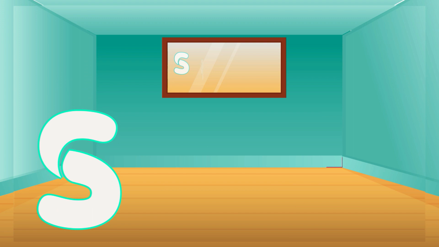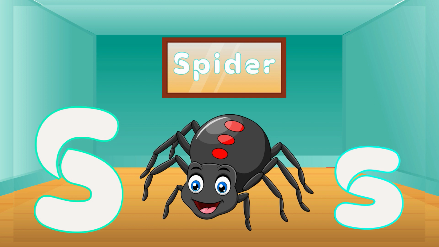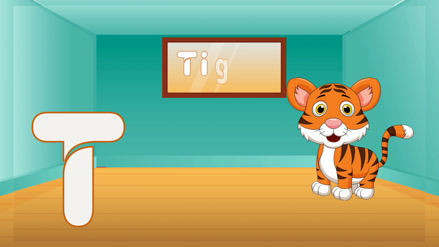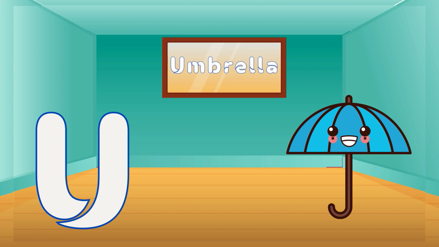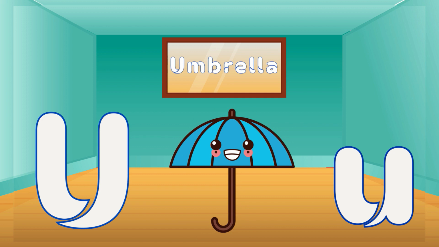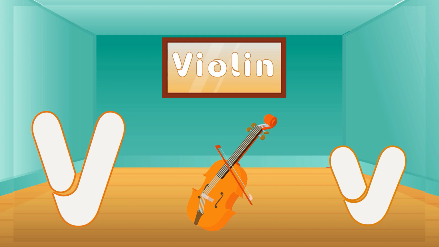S is for spider, S S spider, S S spider, S spider. T is for tiger, T T tiger, T T tiger, T tiger. U is for umbrella, umbrella, umbrella, U umbrella. V is for violin, V V violin, V V violin, V violin.